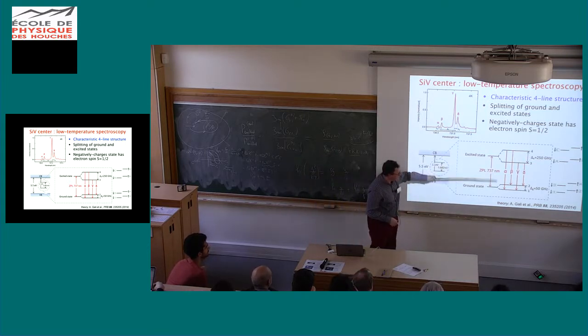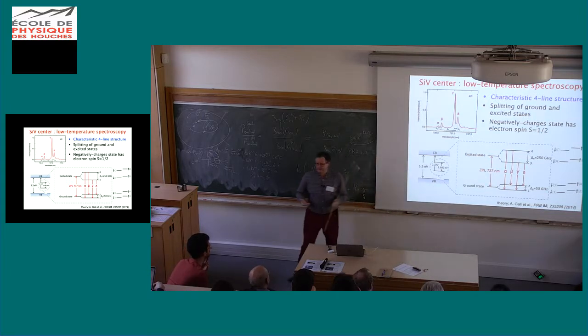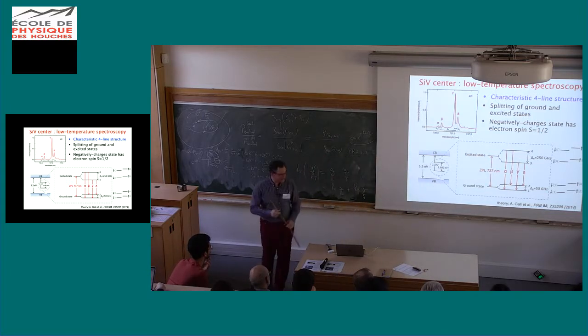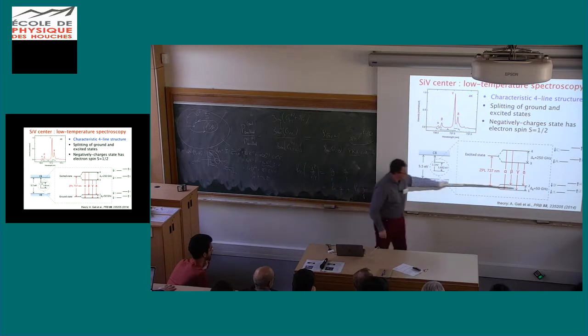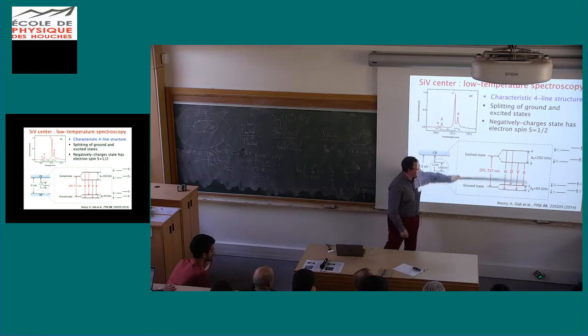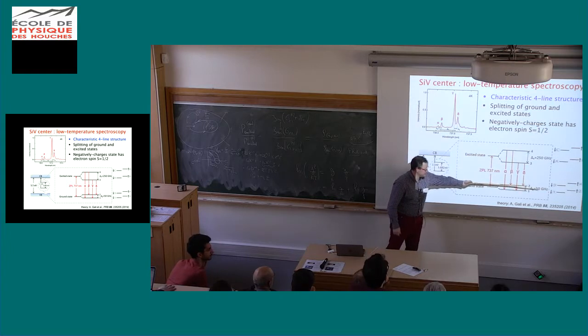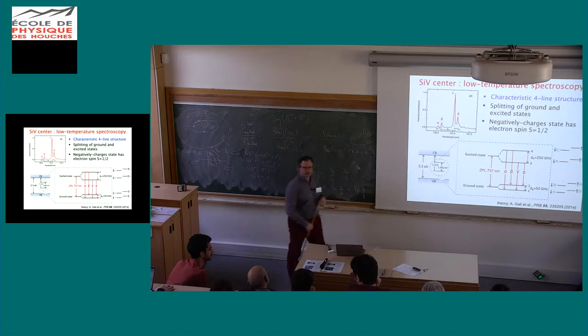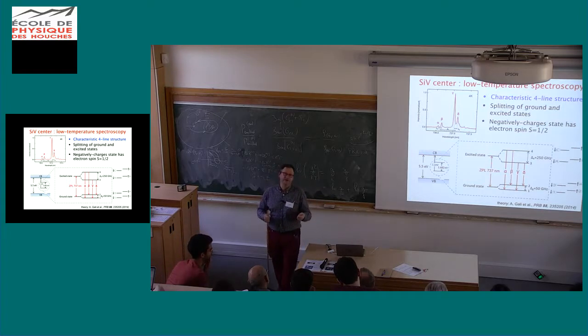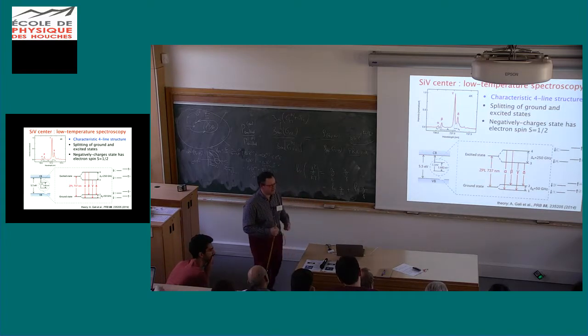And now, again, due to this interaction with the lattice, each level will be split into two levels with different energies. So in the ground state, 50 gigahertz, and in the excited state, 250 gigahertz. And then there is, in the negatively charged state, like in the NV, both the silicon vacancy, the neutral one, and the negatively charged one.